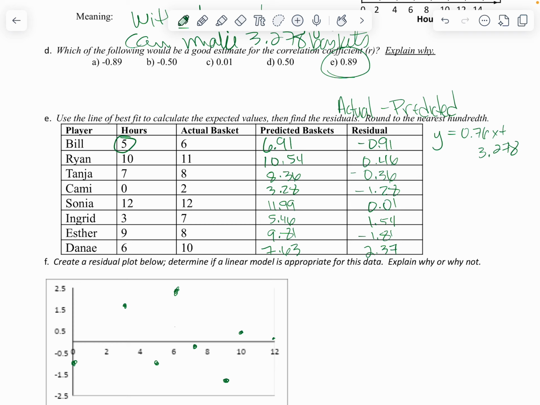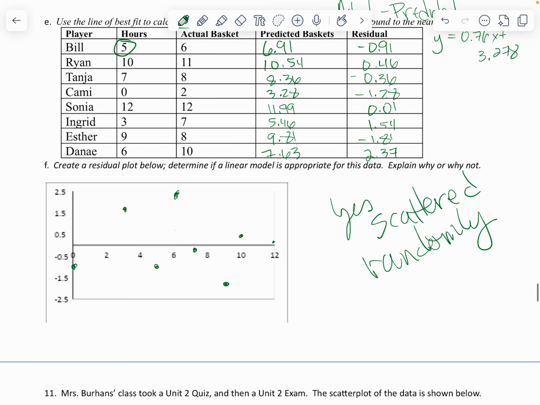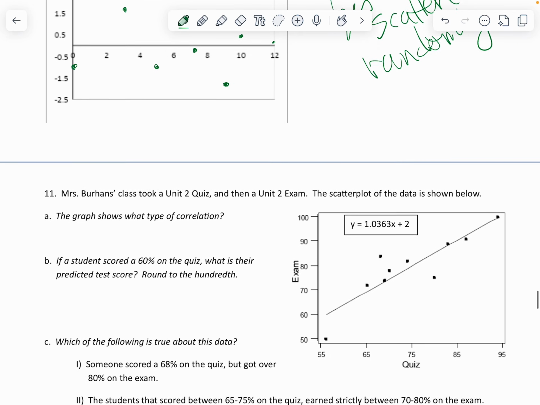Is it a linear model? Okay, so yes. There's no pattern to it. It's scattered randomly. That makes it good. So is it number 11?